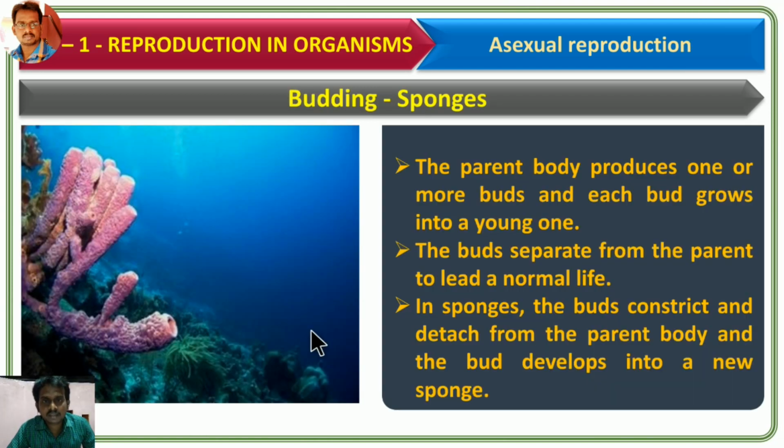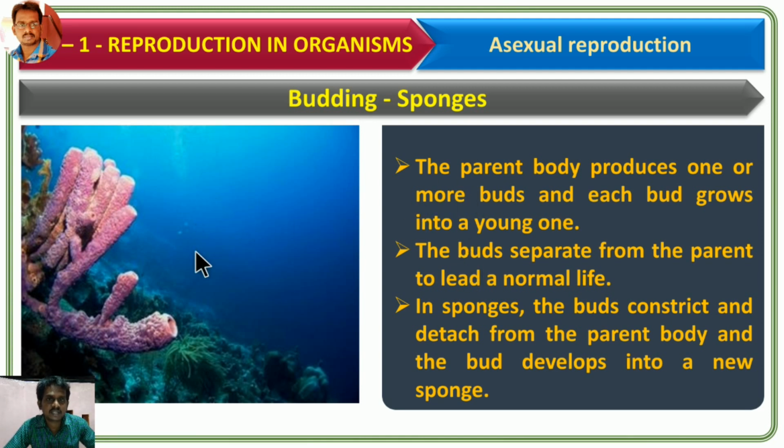So budding is nothing but a process of formation of a small bud or small elevation from the parent body. There are two kinds of budding methods seen in organisms. One is exogenous. That means the bud develops from the external surface or the outer surface of the body. And the second one is internal budding or endogenous budding. Here the bud develops inside the parent's body. Let's see one by one.